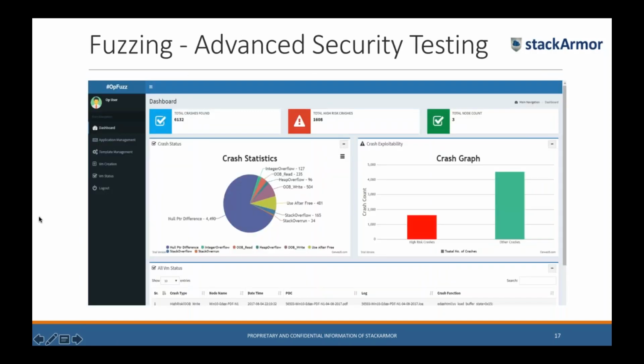Then for fuzzing, we have a couple of tools, and this one we use OpFuzz. It's a fun process, but it's not as simple as saying fuzz test me. It's about understanding the applications and generating the right data, and then pushing it all in, testing out the application, and then letting you know.